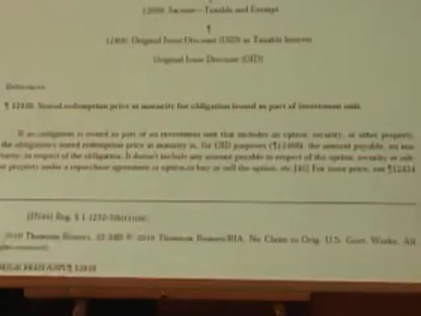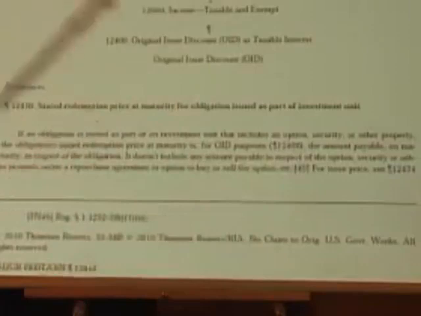So OID is redemption price minus the issue price? No, the original issue discount is the value of it when it's sold at a discount before it matures. That's original issue discount. That's why they call it the discount, because they're selling it at a discount before it reaches maturity. If it waits until maturity, then the value of it is 30 times whatever payment you're making.